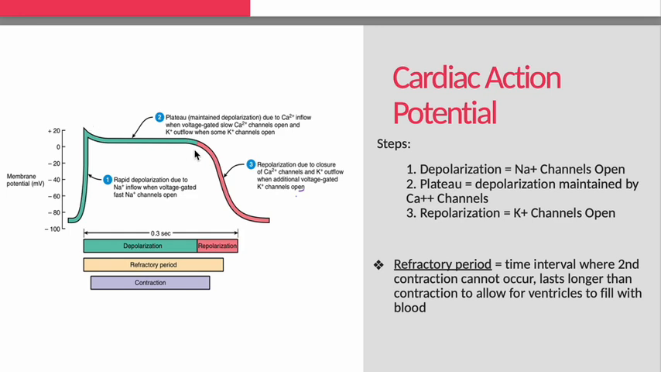At a certain point, these voltage-gated calcium channels are going to close, and our voltage-gated potassium channels will open. As voltage-gated potassium channels open, potassium leaves the cell. Potassium is positively charged, so potassium is going to flow out of the cell, and the cell is now losing positive charges.